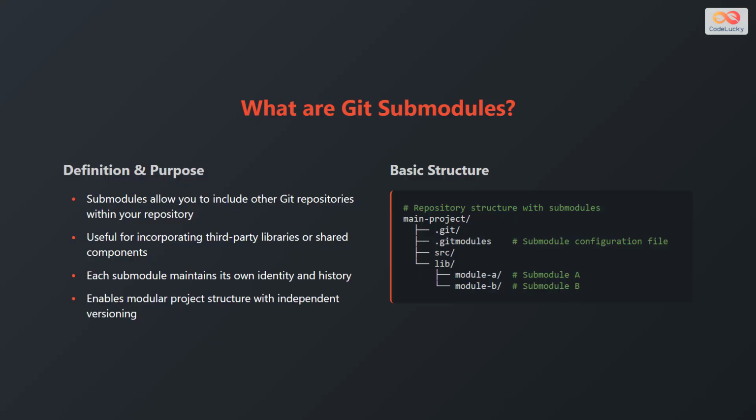Git submodules allow you to include other Git repositories within your repository. They are particularly useful for incorporating third-party libraries or shared components into your project. Each submodule maintains its own identity and history, which enables a modular project structure with independent versioning. This is different from simply copying code into your project, because the submodule retains its link to its original repository.